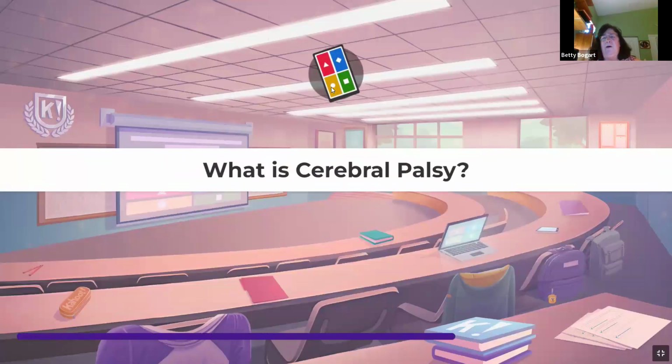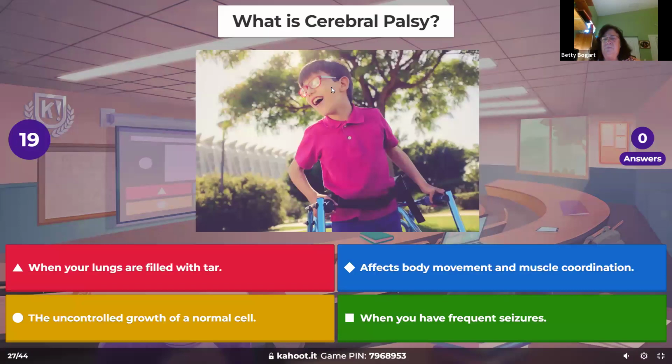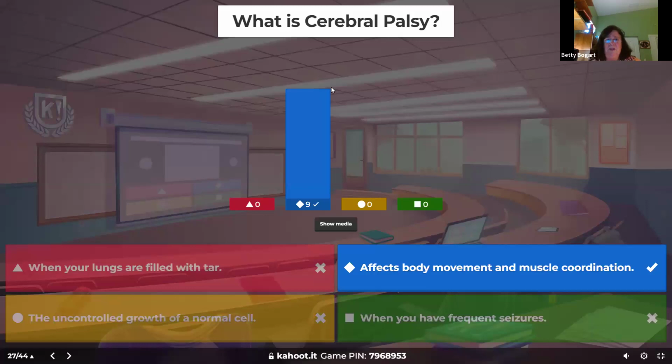What is cerebral palsy? Cerebral palsy affects body movement and muscle coordination. These children have this, especially if it's what we call spastic cerebral palsy. They're so tight they can't control what their body is doing.